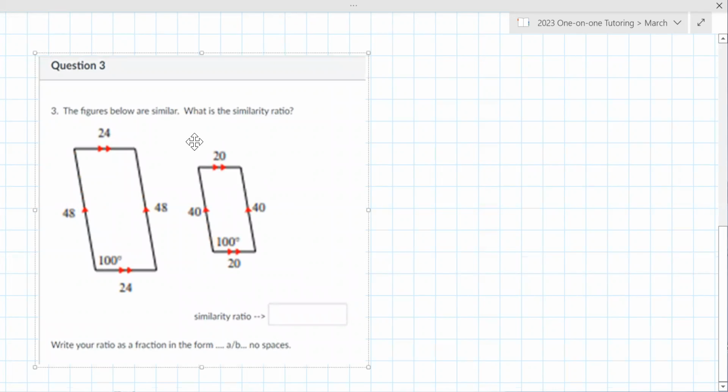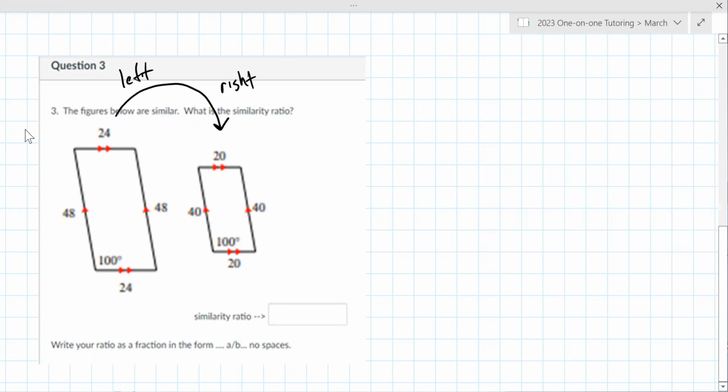The figures below are similar. What is the similarity ratio? Okay. So small issue here is we don't know which direction we're going. I assume we're going left to right, but it does affect the ratio. Because in one way it's getting smaller. If you go the other direction, it's getting larger.